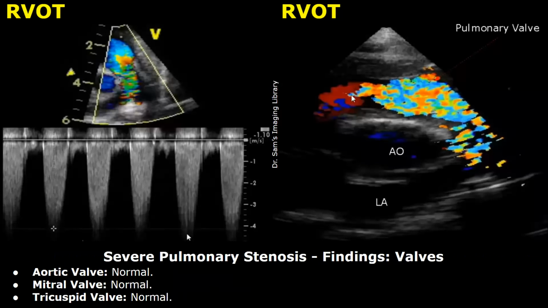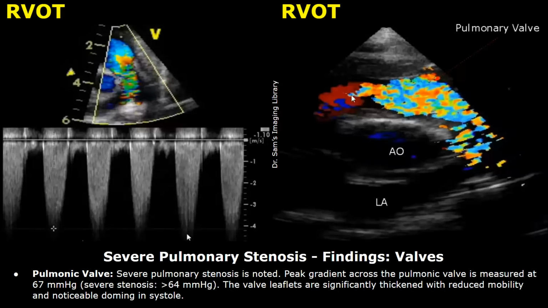The aortic, mitral, and tricuspid valves are normal. In the pulmonic valve, severe pulmonary stenosis is noted. Peak gradient across the pulmonic valve is measured at 67 mm of mercury, which indicates severe stenosis. The valve leaflets are significantly thickened with reduced mobility and noticeable doming in systole.